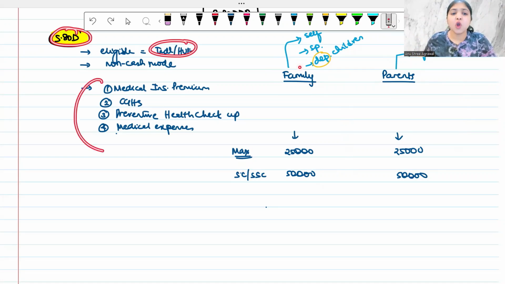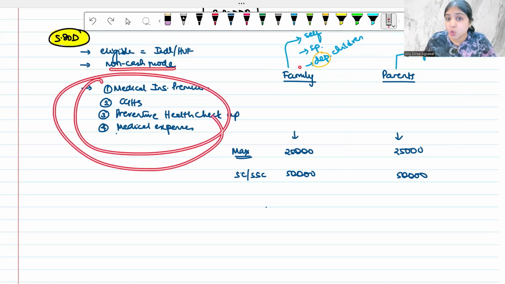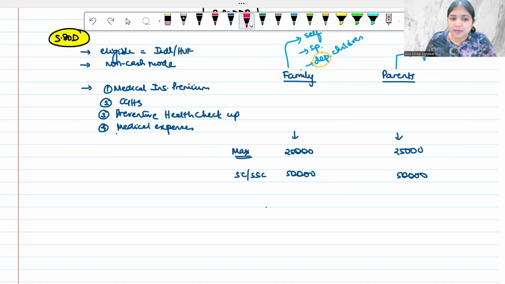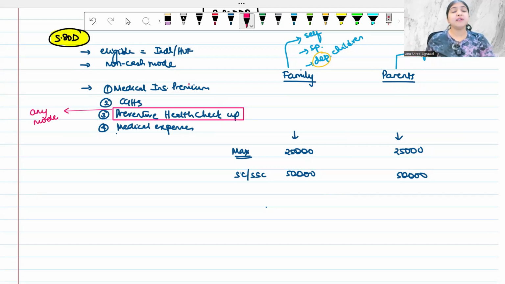Okay, guys. So this was your very first point, that under Section 80D, the assessee has to be an individual or HUF, and all these payments have to be made in non-cash mode except preventive health checkup. Now, when assessee is making the payment towards preventive health checkup, this can be paid in any mode, not necessary it has to be paid in non-cash mode. And one more point about preventive health checkup is that the maximum limit which is allowed is 5,000 only.